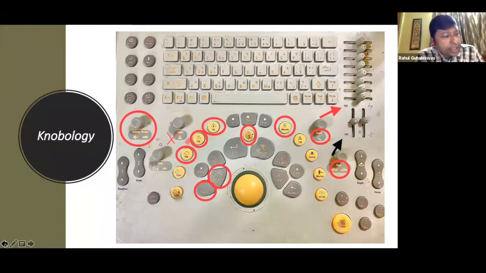We will now discuss a bit about knobology. As you can see, there are several functions on the control panel. Hence, we will concentrate only on the applications that echocardiographers routinely use in their daily practice.